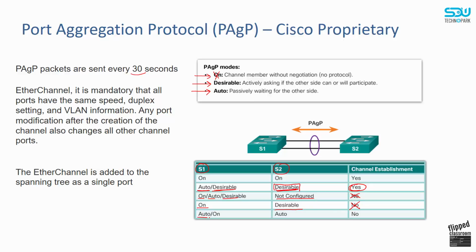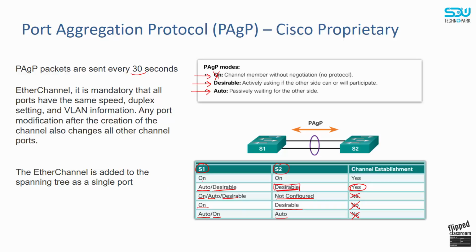Or from one side auto or on, and from the other side auto, then no. It's passive and passive, so no. From one side you have to have an active. What does active mean? It means desirable, where the port is asking for creating the adjacency to create the EtherChannel connectivity.